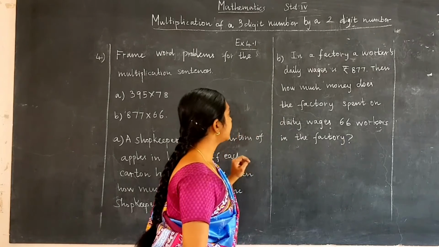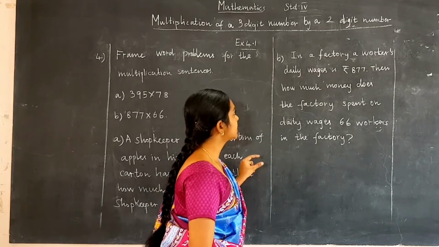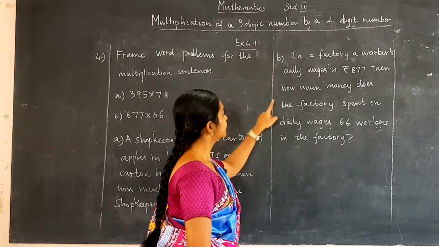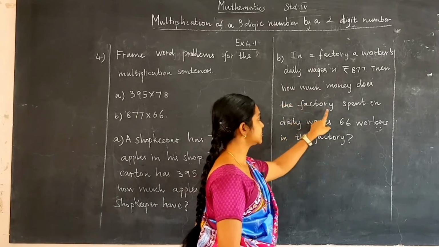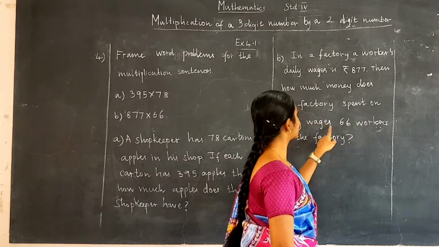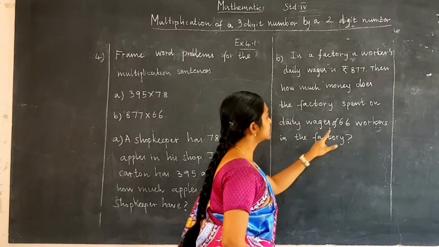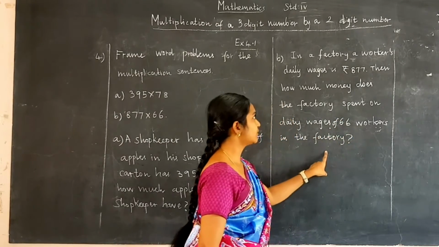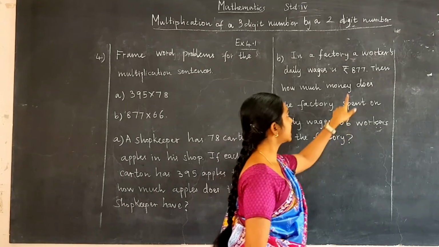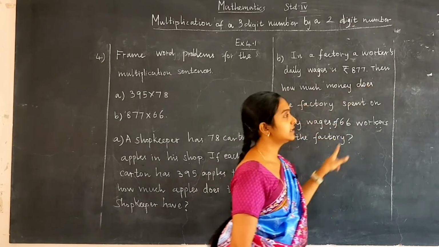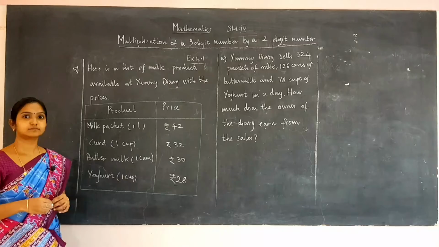In a factory, a worker's daily wages is rupees 877. Then how much money does the factory spend on daily wages of 66 workers in the factory? So we have to multiply 66 and 877. We will get the answer.